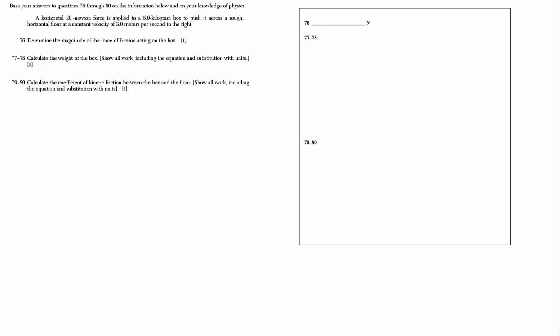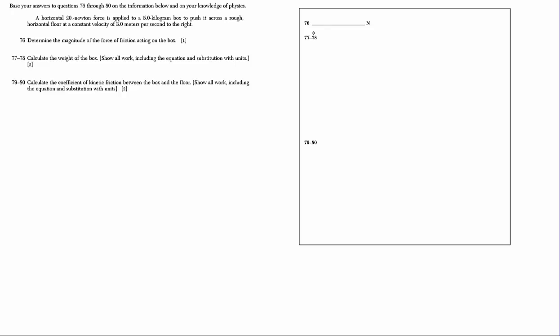Alright, we're going to do number 76. 76 through 80 is given this information here, and we're dealing with a 20 Newton force being applied to a 5 kilogram box to push it across a rough horizontal floor at a nice constant velocity to the right. And we want to know the magnitude of the force of friction acting on the box first. There's no work here.